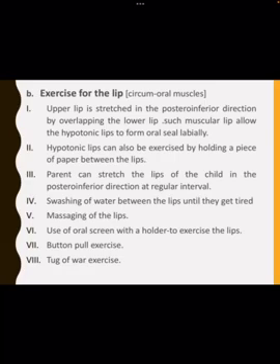Exercise for the lip or circumoral muscles. The upper lip is stretched in the postero-inferior direction by overlapping the lower lip. Such muscular lip activity allows the hypertonic lips to form an oral seal labially. Hypertonic lips can also be exercised by holding a piece of paper between the lips. A parent can stretch the lips of the child in the postero-inferior direction at regular intervals.